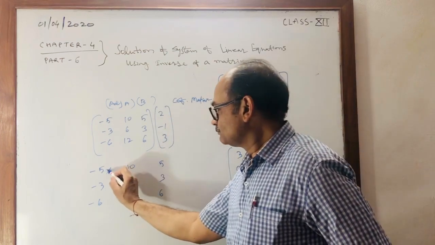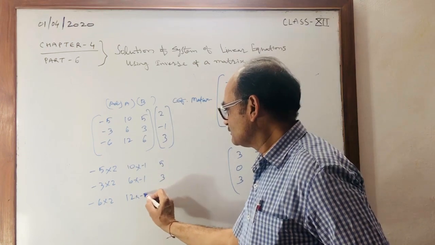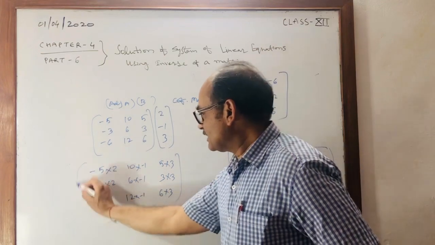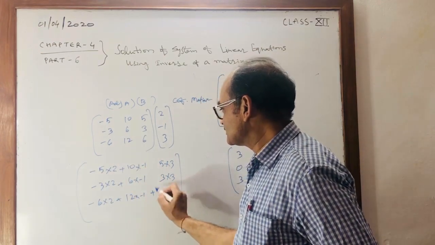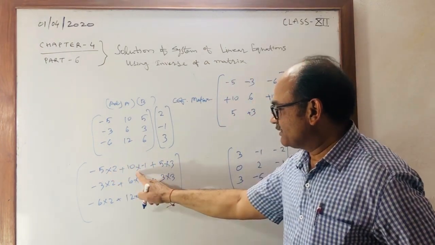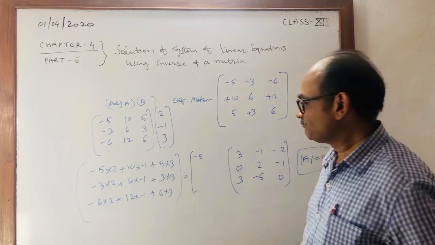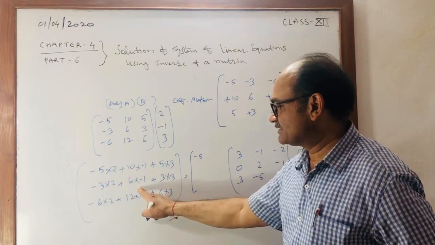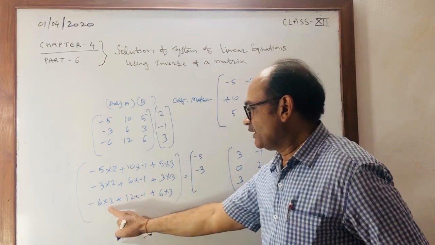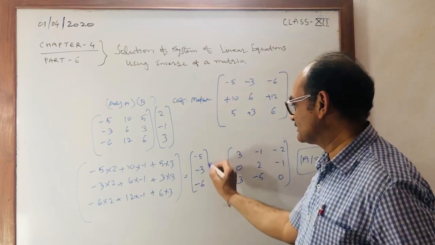First number 2, so multiply by 2. Second number minus 1, multiply by minus 1. Third number 3, multiply by 3. Get the answer, only one column, that's why all plus. What are we getting? Minus 10, minus 20, and 15, minus 5, minus 6, minus 12, and 9, minus 3, minus 12, minus 24, or 18, minus 6.